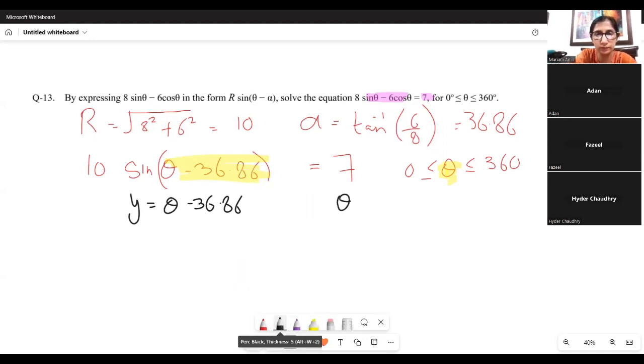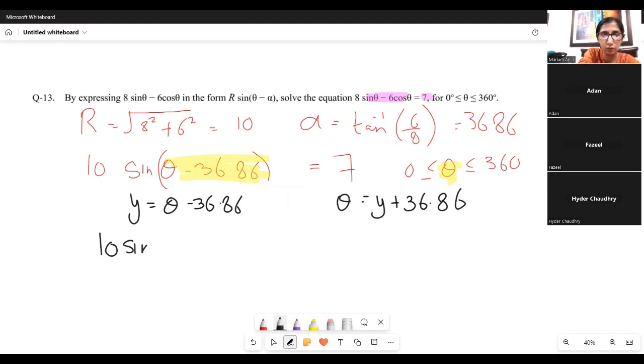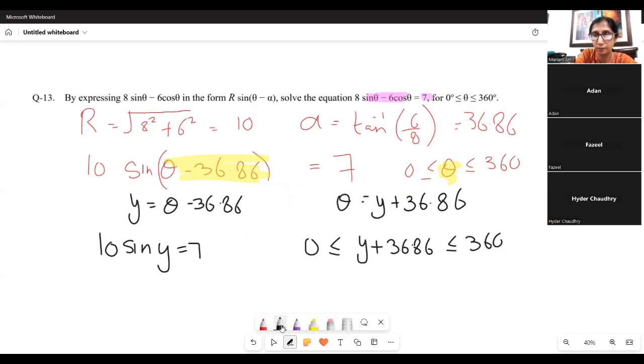So theta equals y plus 36.86. So we have 10 sine y equals 7. And the domain is now theta greater than or equal to 0, but instead of theta, we're going to write y plus 36.86, and less than or equal to 360. Make y the subject in between. So minus 36.86 and 360 minus 36.86 is 323.14.